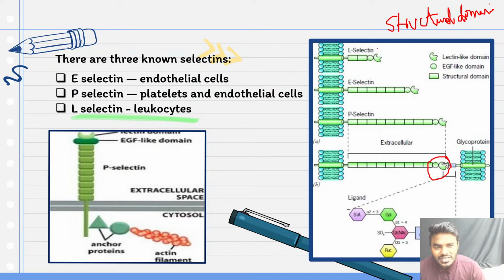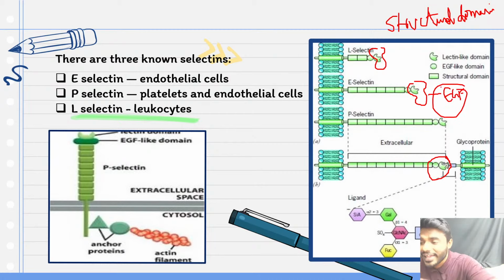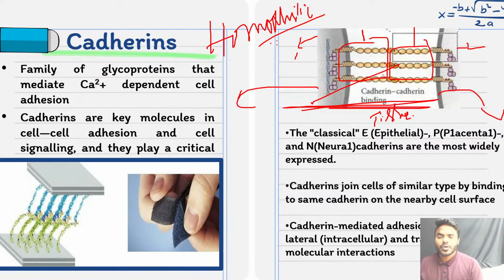That structural domain looks like a lectin molecule in certain selectins. In certain selectins, the structural domain looks like an EGF, epidermal growth factor like domain. It is looking like that. So that's why we are calling it the EGF-like domain and the lectin-like domain.